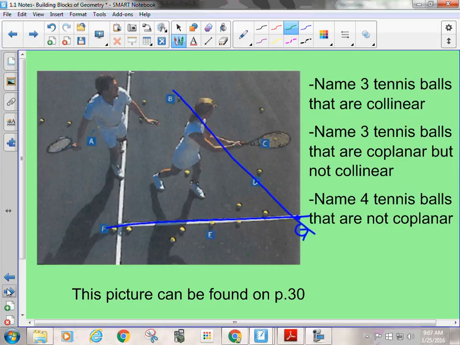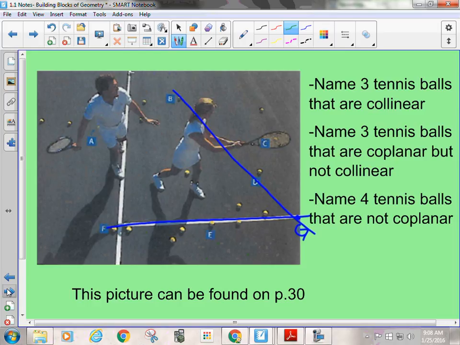Coplanar but not collinear. So any 3 balls that don't line up together. 2 of them can, but the third one doesn't have to. So you could say B, C, and D, C, D, and G, E, D, and G, F, D, and G, B, E, and G. Any of those combinations.